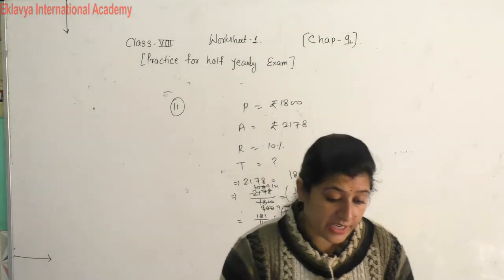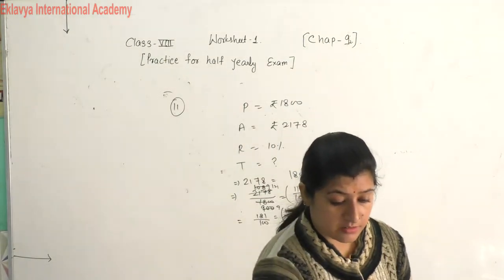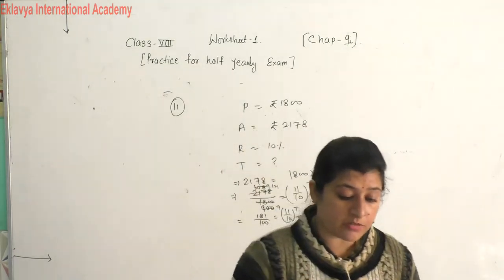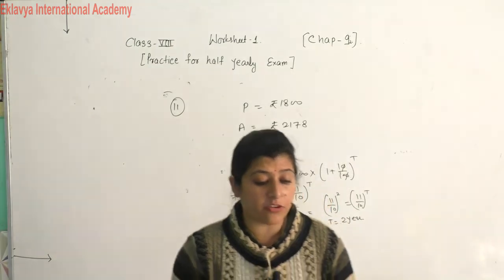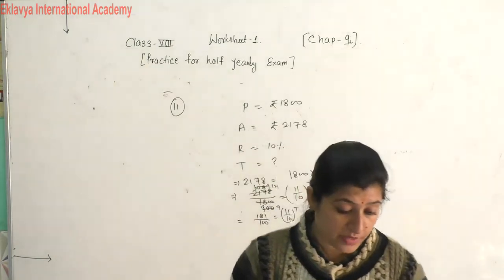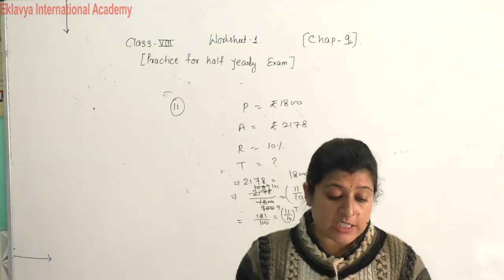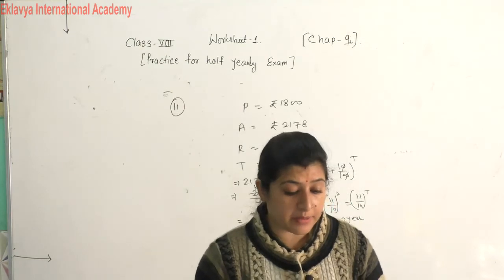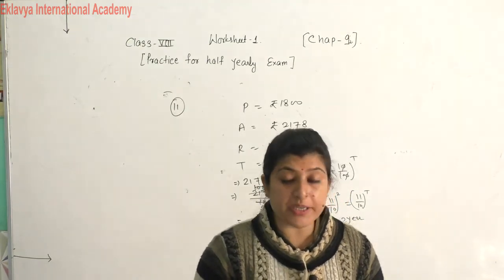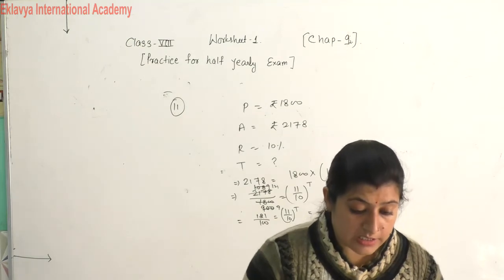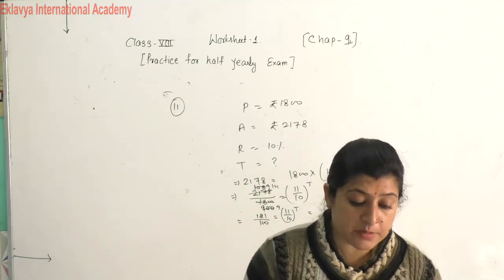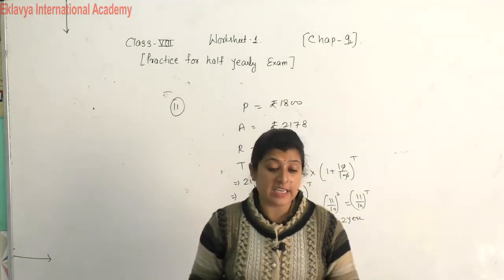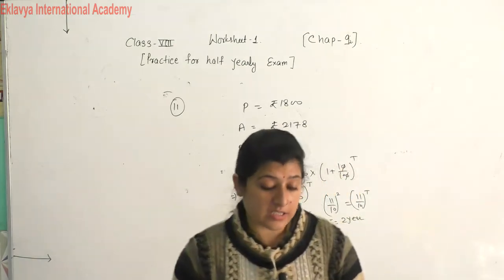Question number 12. Find the compound interest on the sum of this and this compounded annually for 2 years. You can do this very easy question. Question number 13. On what sum of money will the difference between the simple interest and compound interest for 2 years at 5% per annum be equal to 50? In this, take the sum of money as x, then find out the answer.